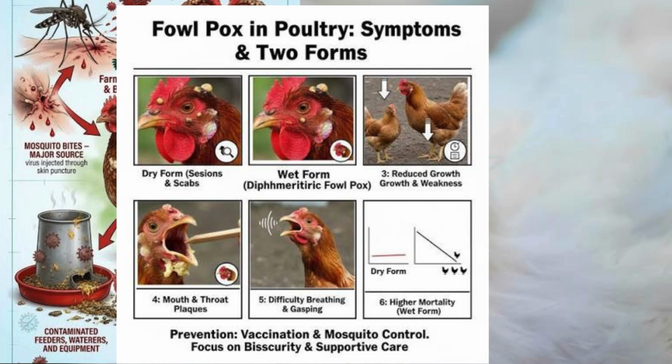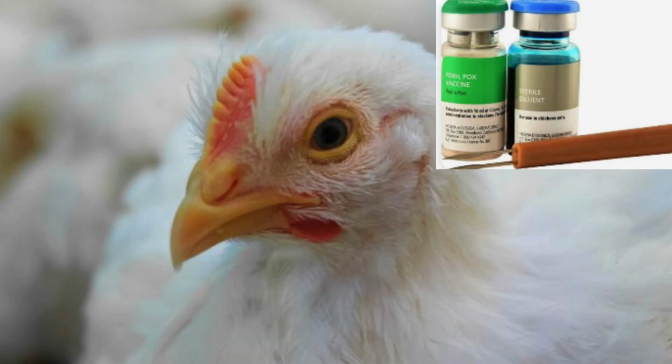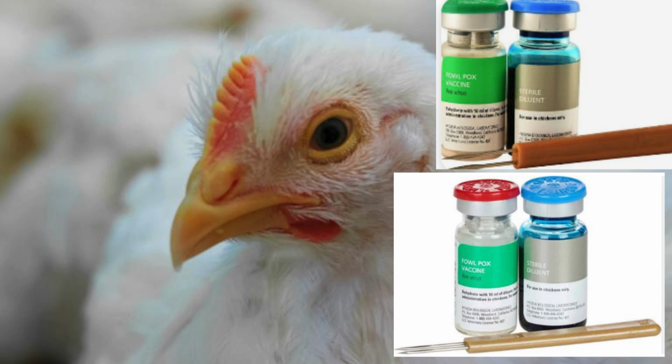Prevention of fowl pox. 1. Vaccination. Vaccination is the most effective prevention method. Vaccinate birds using the wing web method according to veterinary recommendations. Ensure vaccines are stored and administered correctly. Vaccinate replacement birds before exposure to mosquitoes and infected flocks.